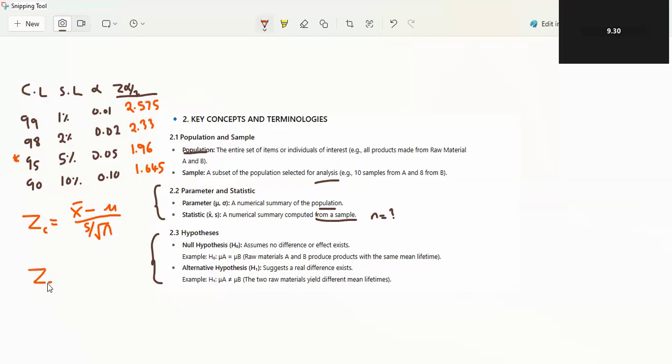Then for the population, what is our Z calculation? Proportion: P over PQ over N.